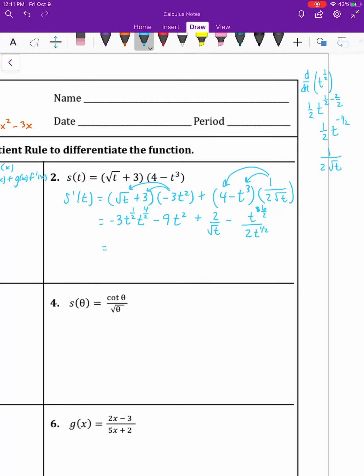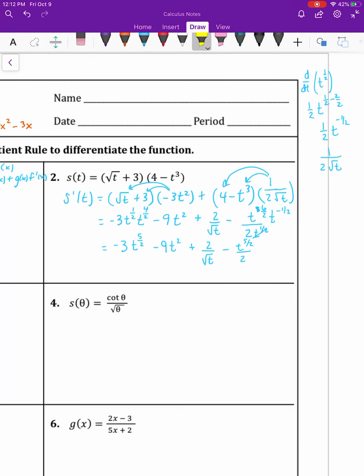And so now we're going to simplify. -3 t to the 5/2 minus 9t squared plus 2 over the square root of t minus, and then if I bring this t to the 1/2 up, it's going to become t to the -1/2 up here, because you can't leave these t's, one in the top and one in the bottom. You got to combine them. And if I brought the 6/2 one down, it'd give me a negative exponent. So I don't want to do that. I want to bring the t to the 1/2 up, because when I add 6/2 minus 1/2, I'm going to get 5/2. So this is going to give me t to the 5/2 over 2.